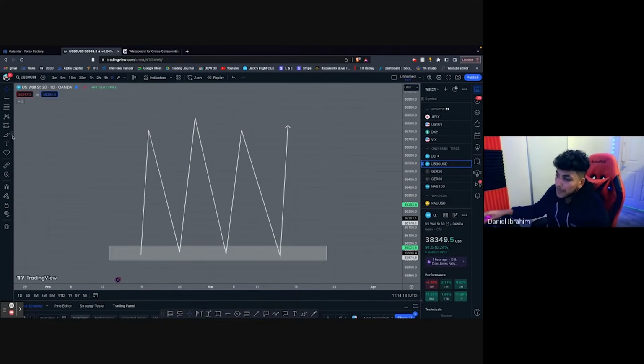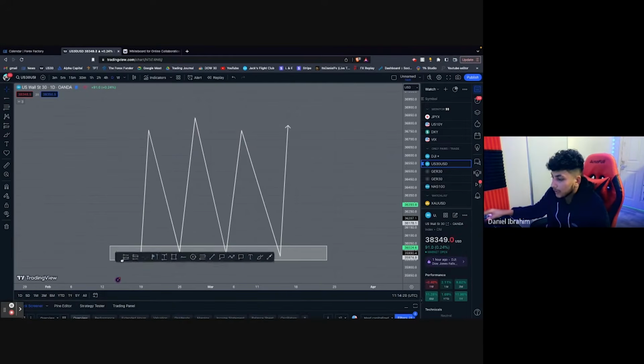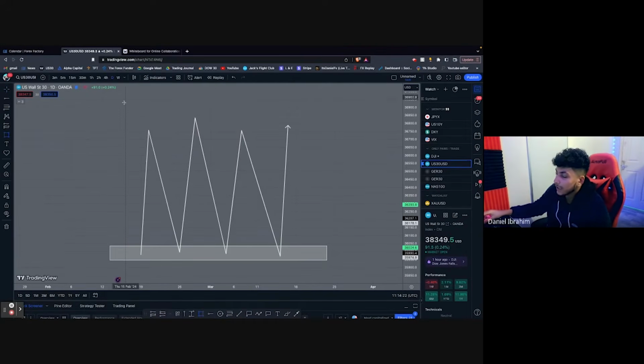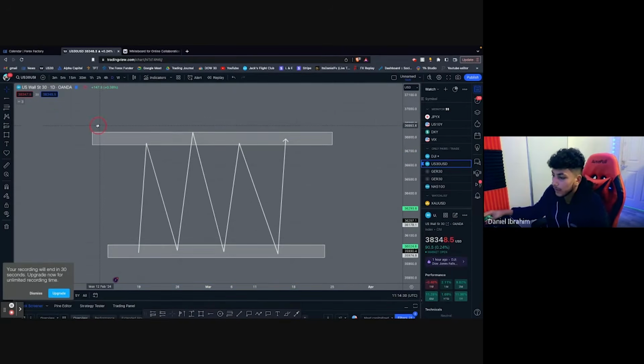So what you do is you come here to the brush tool and down to rectangle. I'd recommend you favorite it as well, so you can have it on the top bar. And then you just draw a box, a general zone. Now, the box drawing of these levels is an art. It's a skill set within itself.